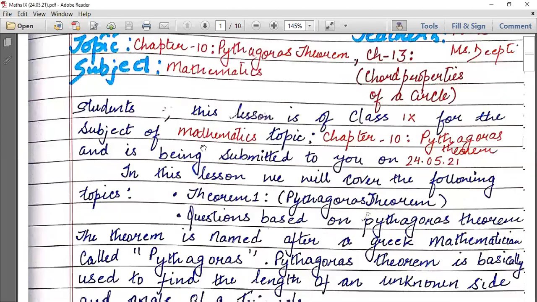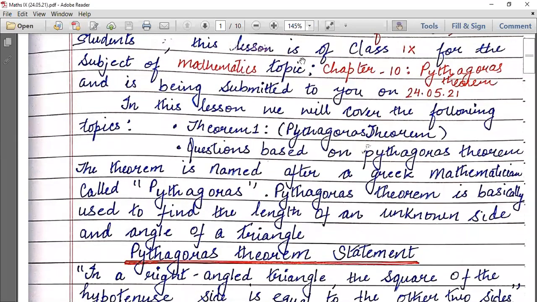Students, in this lesson, we will discuss the theorem, that is Pythagoras Theorem. Then we will do questions based on Pythagoras theorem, and then we'll discuss chapter number 13. So now children, let us start today's lesson.